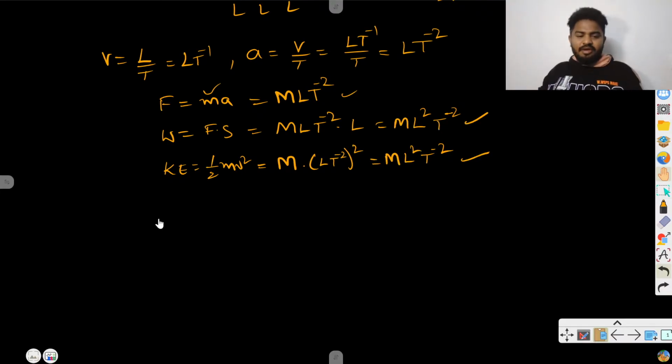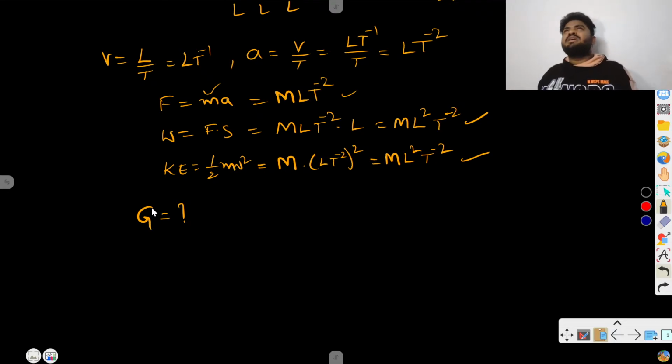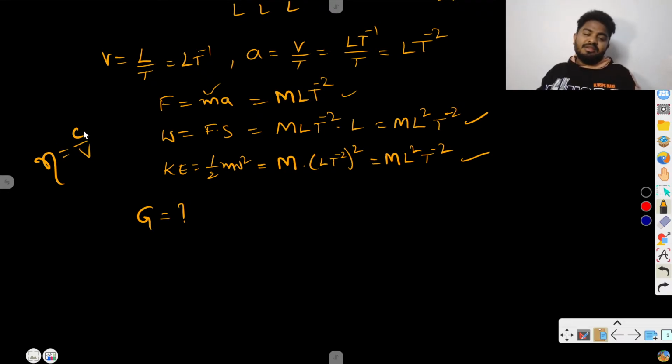Now a few more constants we will take. For example, the dimension formula of the universal gravitational constant. Some constants have a dimensional formula, but not all. For example, take the refractive index of a medium, c by v. This is speed, this is speed, so it is unitless and dimensionless. It is a dimensionless quantity.